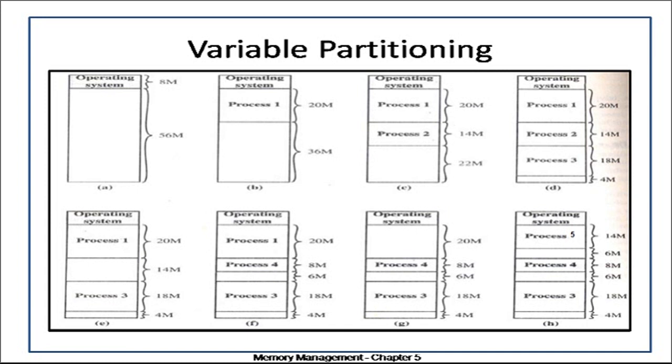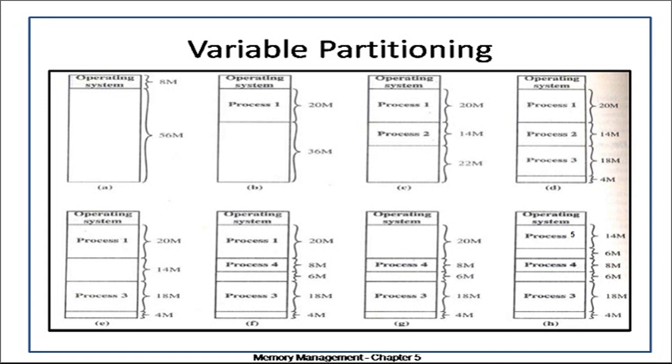As the process 2 time is 5 milliseconds, its execution will complete and its area, that is 14 megabytes, will become a hole. Now process 4, which is of 8 megabytes, can be stored at that hole location, so its execution may start. It will create another hole of 6 megabytes. So now there are two holes: one of 6 megabytes and another of 4 megabytes.